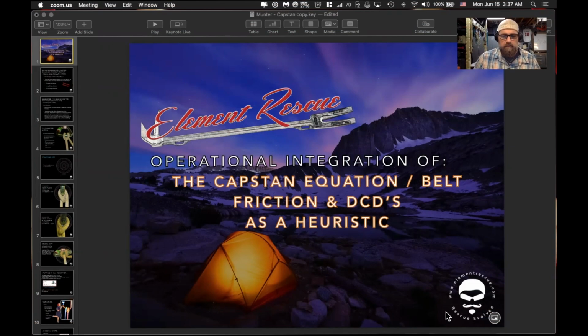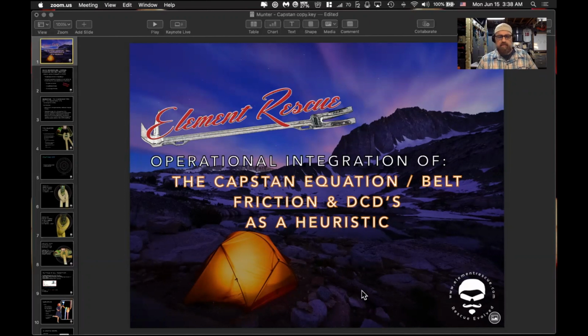All right, tonight we're going to take a look at integrating the Capstan equation as a heuristic into your toolbox when you're doing vertical stuff. It's going to be very specific to the Capstan equation and how it relates to descent control devices for the most part tonight. At a later time, we'll get into all the other ways that you can use that Capstan to be able to estimate friction that exists in your system, including over edges or multiple edges around door frames, things like that, if you're doing hasty bailouts.